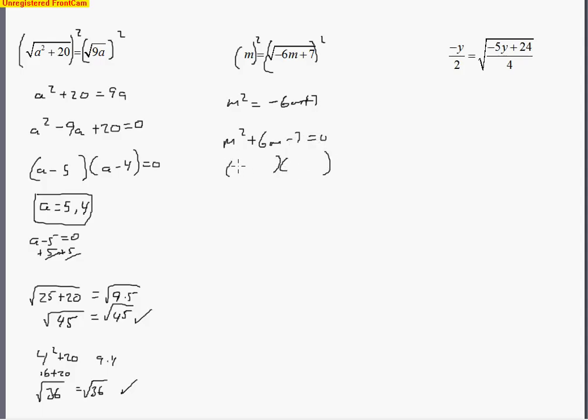So this factors to an m plus 7 and an m minus 1. And then I go ahead and use the zero product property, and it gives me m equals negative 7 and 1. So from this point, I need to check my solutions.